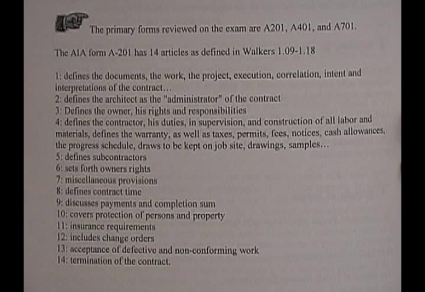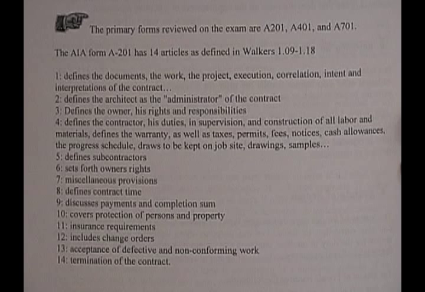The AIA 201 contract is your main contract. It's the owner-contractor agreement. And it calls for the successful bidder to submit a list of subcontractors for approval. Okay. So we're going to go down through 14 sections that are covered in Walker's. The AIA 201 defines the documents, the work that's to be done, the project, the correlation, the intent, and the interpretations of the contract. So this Section 1 defines the overall content of what you're going to do and what the intent of this contract is.